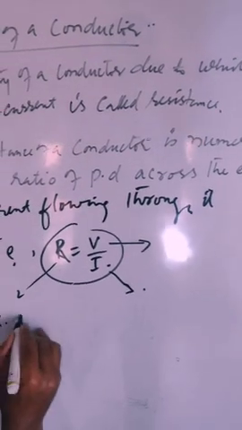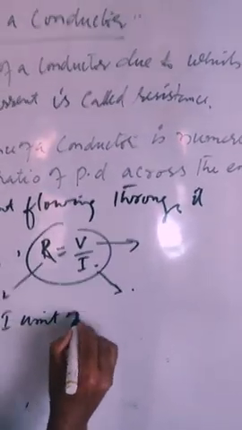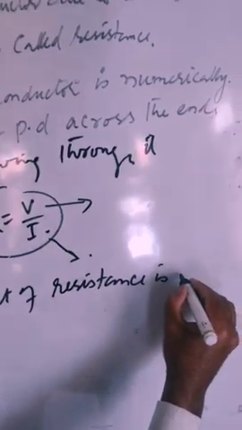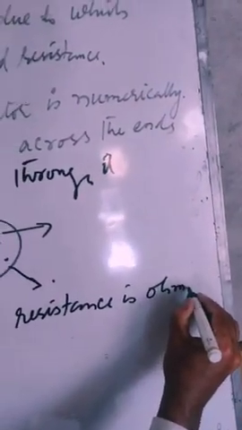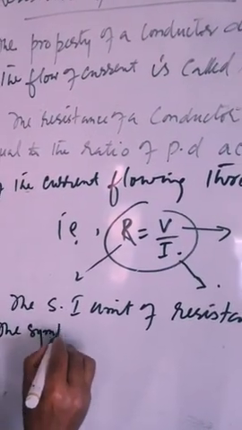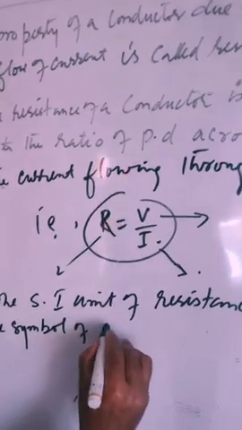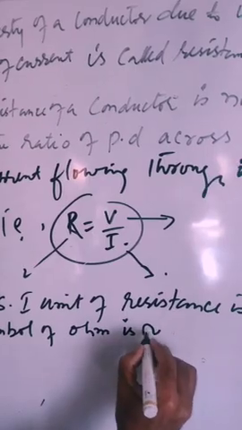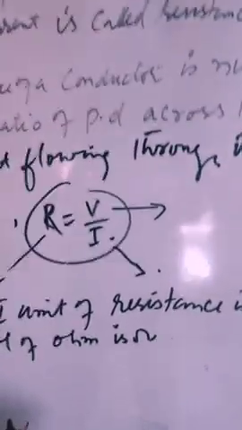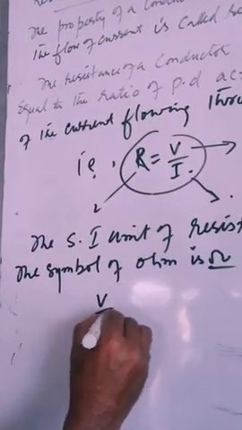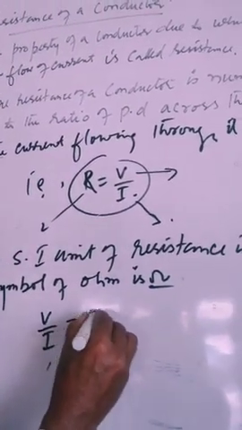The SI unit of resistance is ohm. The symbol of ohm is this. V by I is equal to R.